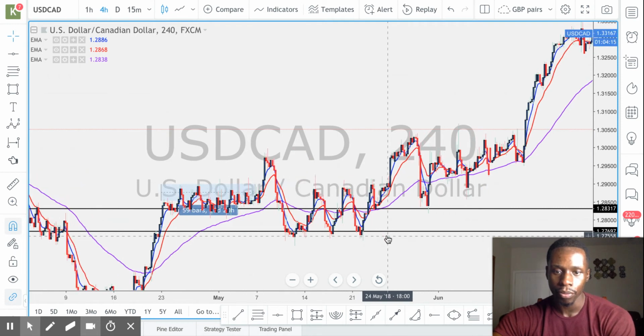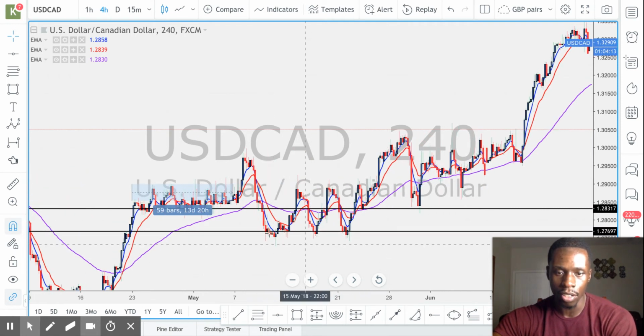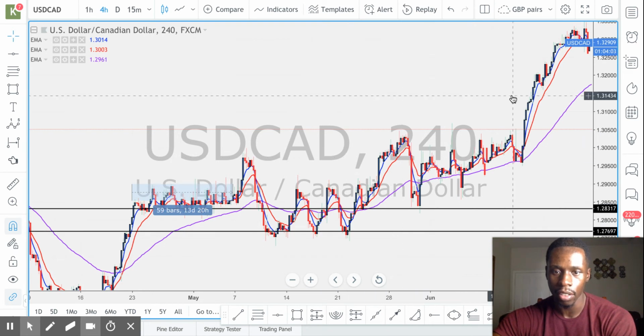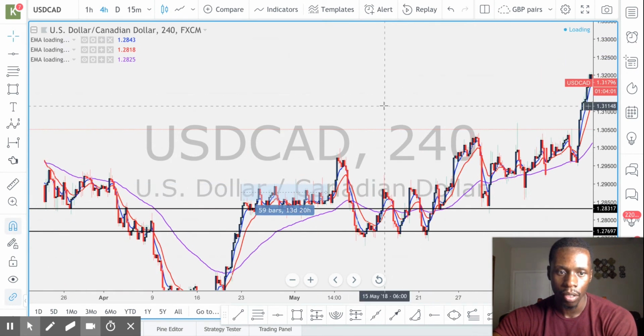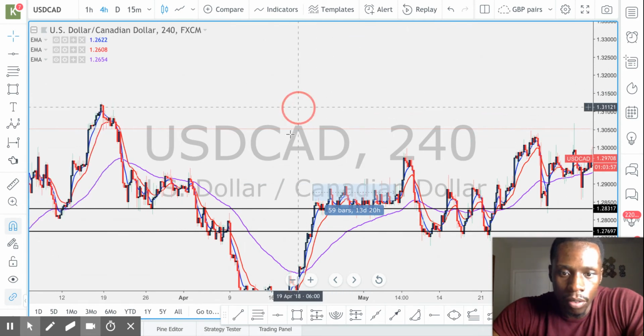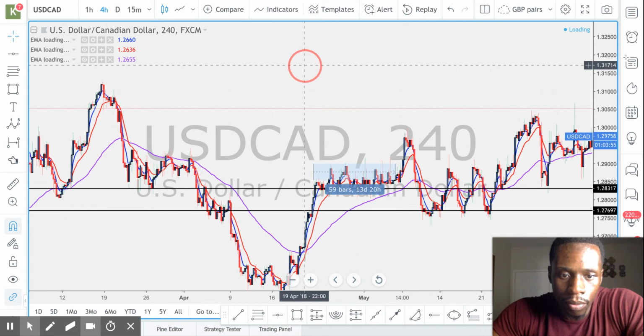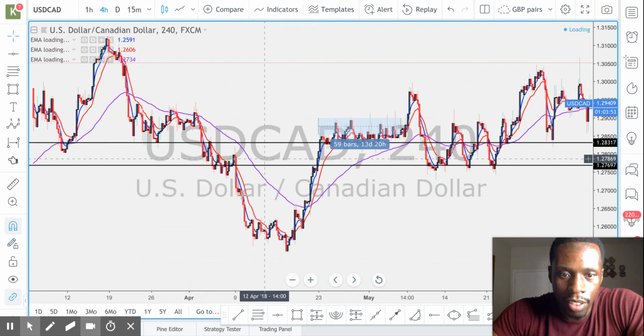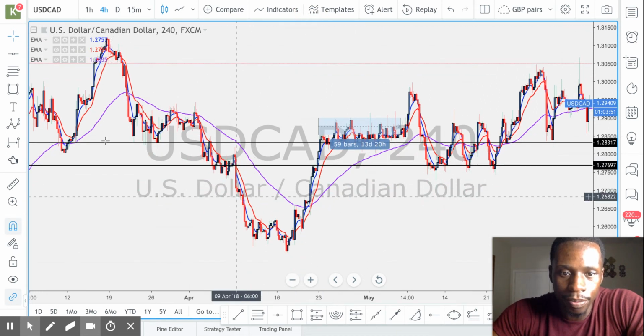So this is also considered a triple bottom, but also if you eliminate here, it's considered a double bottom as well, and took off. And then it did it again and took off. As you guys can see, it did another inverted head and shoulders here.